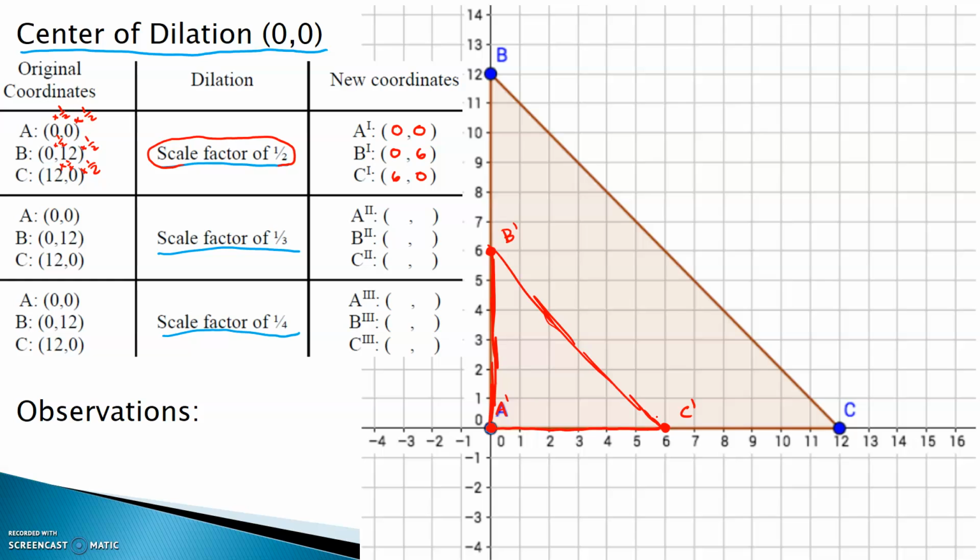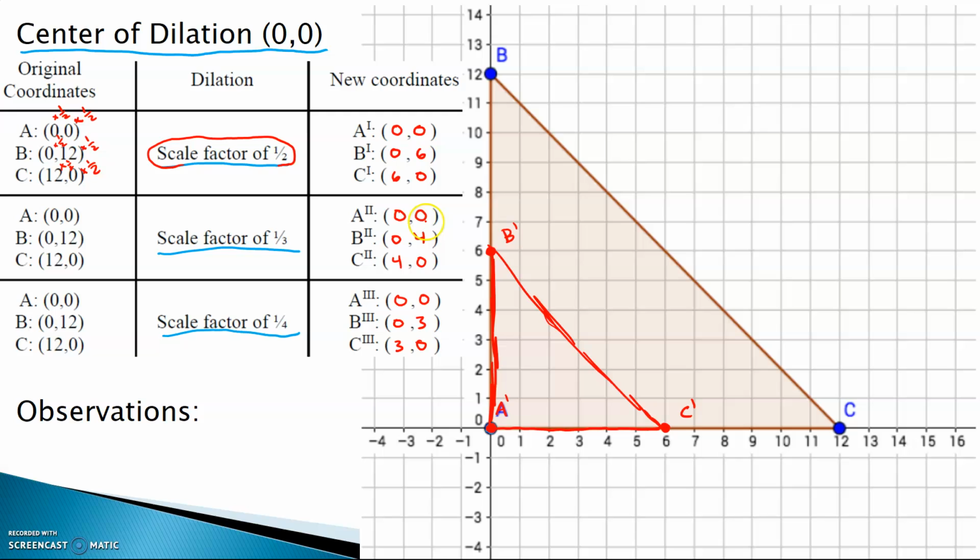All right, what I want you guys to do, you don't have to graph this one, of course, but I do want you to give me the new coordinates. So what's A prime, B prime, C prime after you apply the scale factor of 1/3 and 1/4. Take a second. When you're ready, hit play. I'll have those answers for you here in a second.